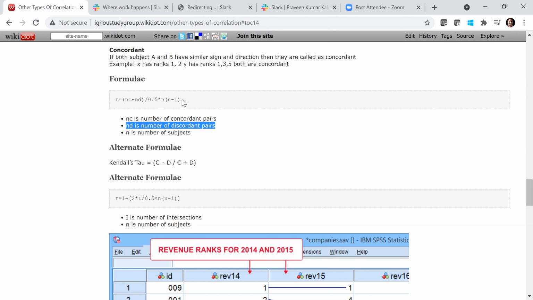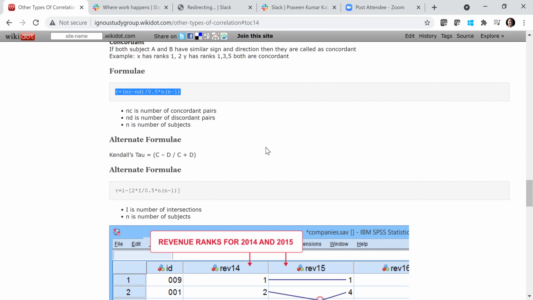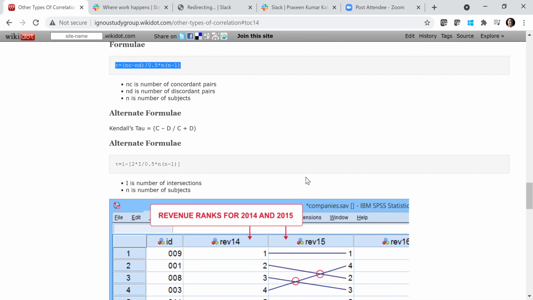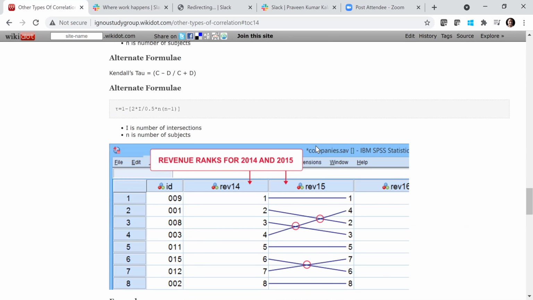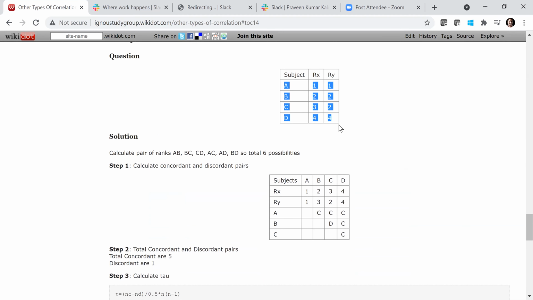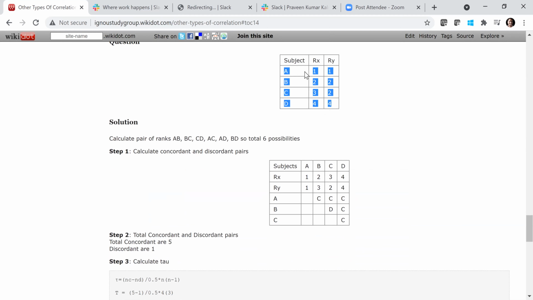Okay. And based on that, you actually go and utilize the formula. So how do you calculate concordant pair and discordant pair? This is the example, right? I have a very short example where I have A, B, C, D. And in this, A is having rank 1, B is having rank 2, C is having rank 3, D is having rank 4, right?